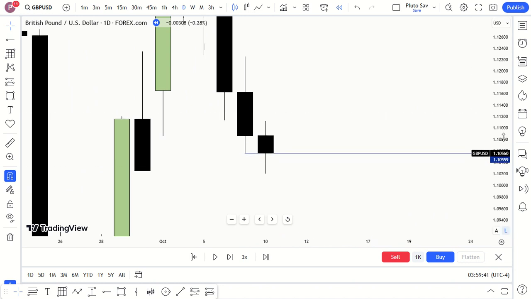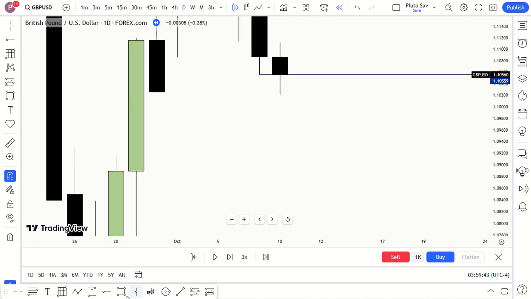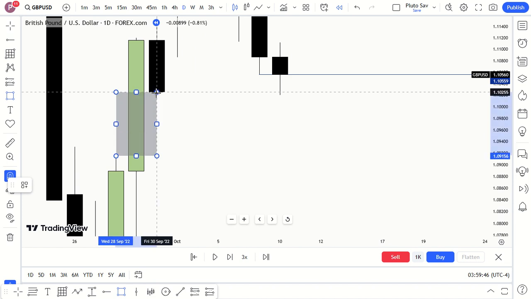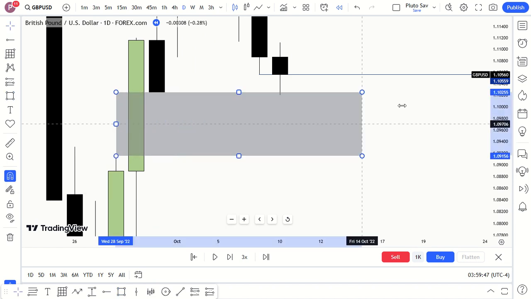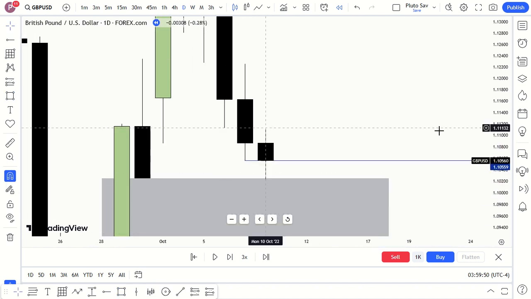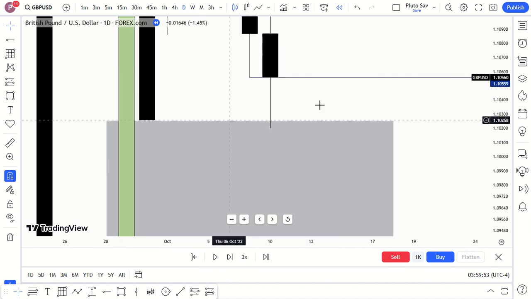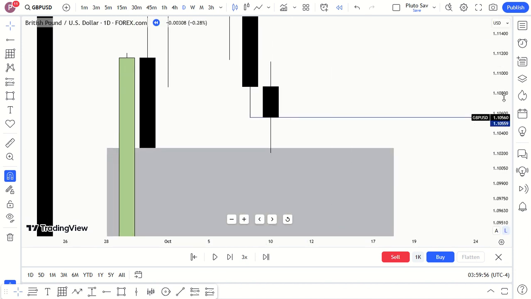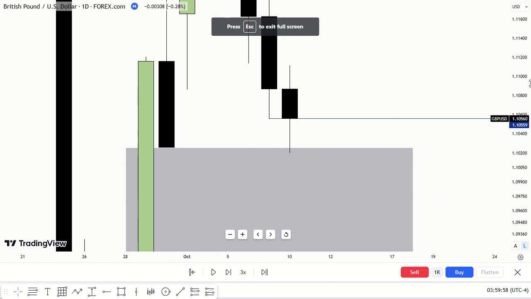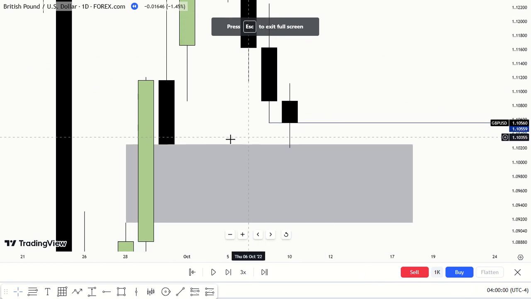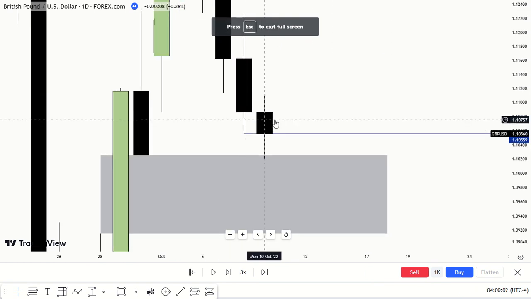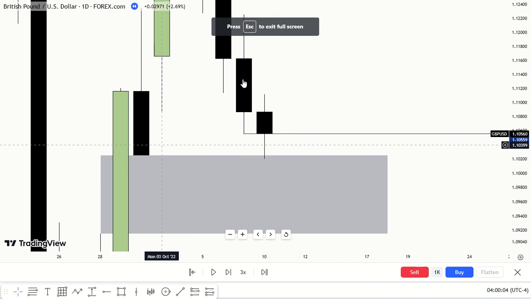That could even be supported by this BZ right here, meaning that price could have just tapped it to move higher. So this day we would regard as a neutral day, meaning that the next coming day from this range is our neutral day. We're not looking for any setups until price closes above or below the previous day high or low.